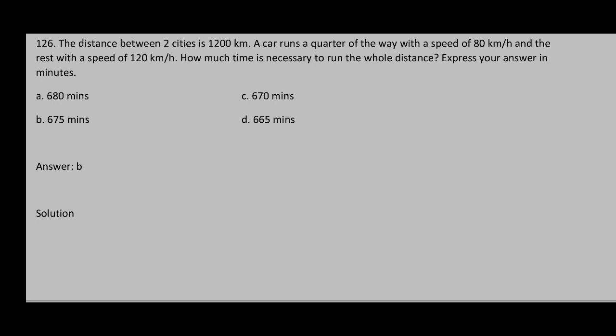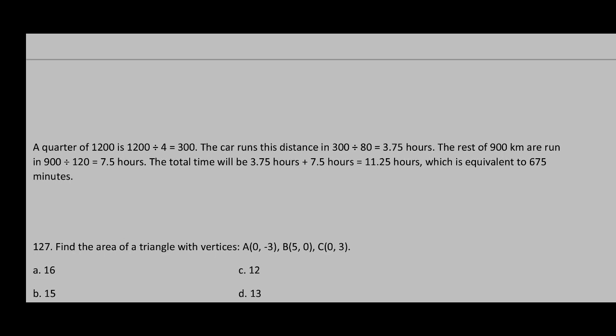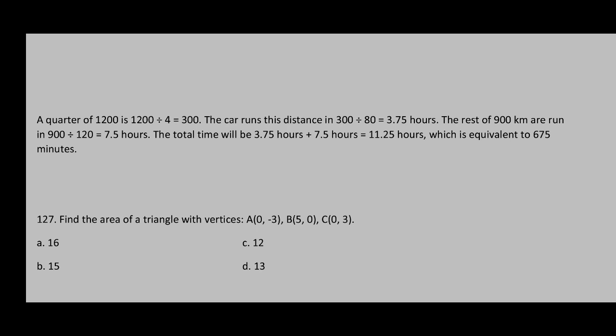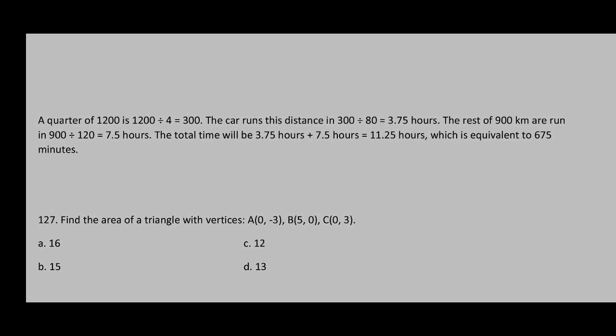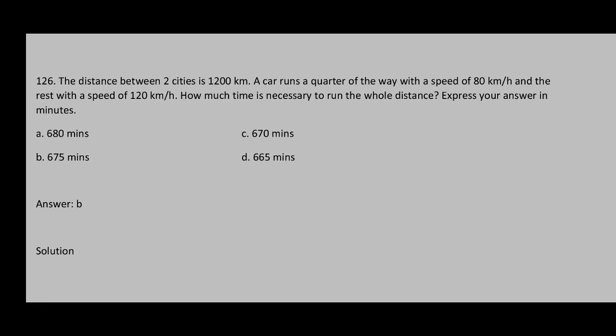And how do we come up with the solution? Here's the solution for this. A quarter of 1,200 is 1,200 divided by 4. Yun yung 300. The car runs this distance in 300 divided by 80 or 3.75 hours. The rest, 900 km, are run in 900 divided by 120, which is 7.5 hours. The total time will be 3.75 hours plus 7.5 hours equals to 11.25 hours, which is equivalent to 675 minutes. Convert mo yung hours into minutes, 675 minutes. Letter B for this kind of problem.